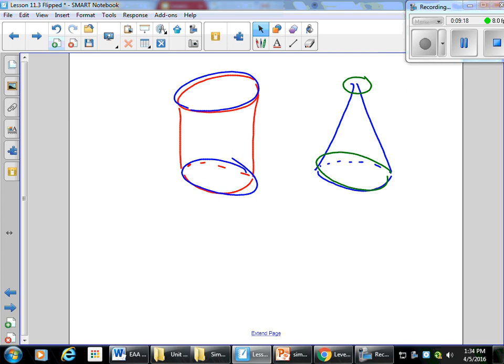Remember, tomorrow when we're finding the volume of a cylinder, we will be using 3.14. Keep that in mind.